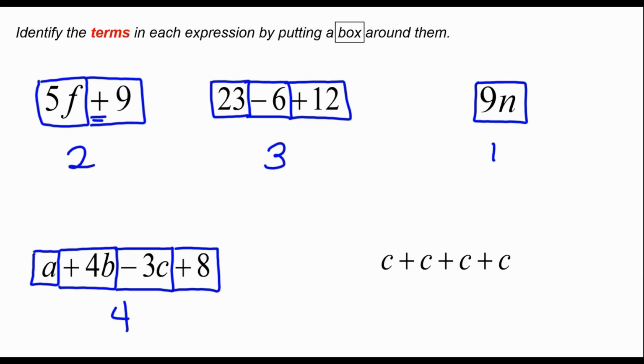And then the last one, c plus c plus c plus c. This also has four terms. This c is the first term, this c is the second term, and I'm going to include the operation in front of it, plus c. The third term is c, include the sign in front of it. And the last term is c, include the sign in front of it. So again, there are four terms in that expression. Identifying how many terms an expression has is the most basic skill you need to have when you're working with expressions. You need to know how many terms something has, and that's a pretty easy way to find out.